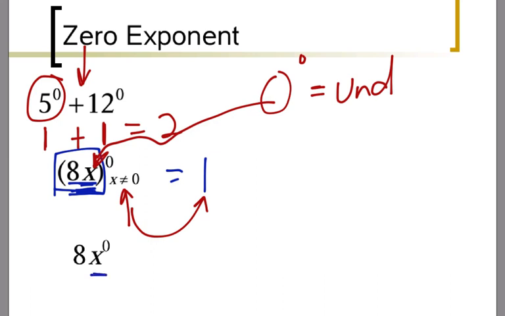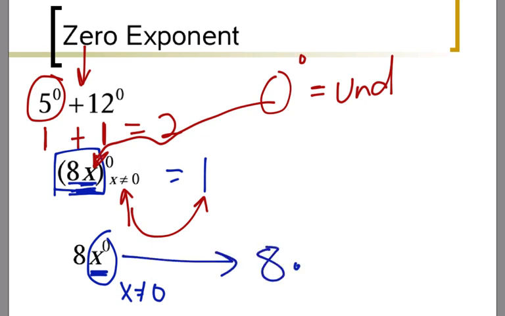Now the same thing holds true with this x to the 0 power. There should actually be an x can't equal 0 subscript, but x to the 0 power, that's 1. So what you're really looking at here is 8 times 1. The answer would be 8.